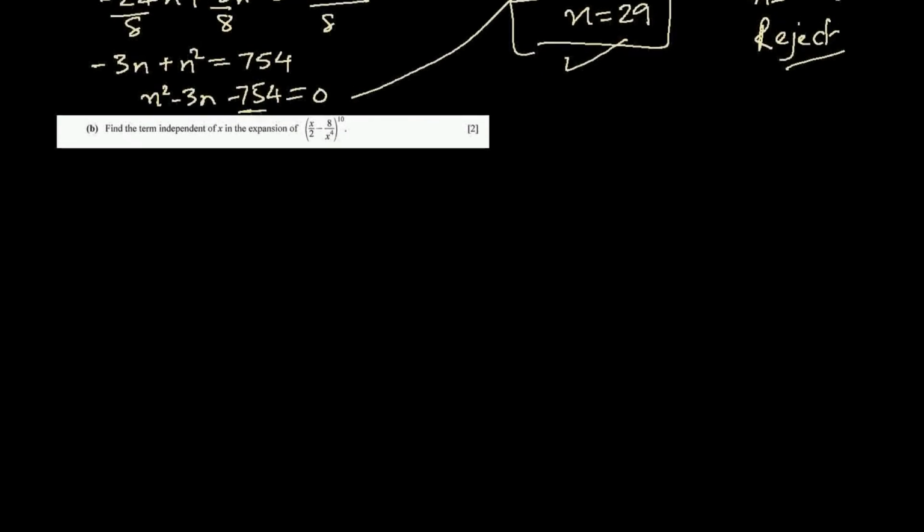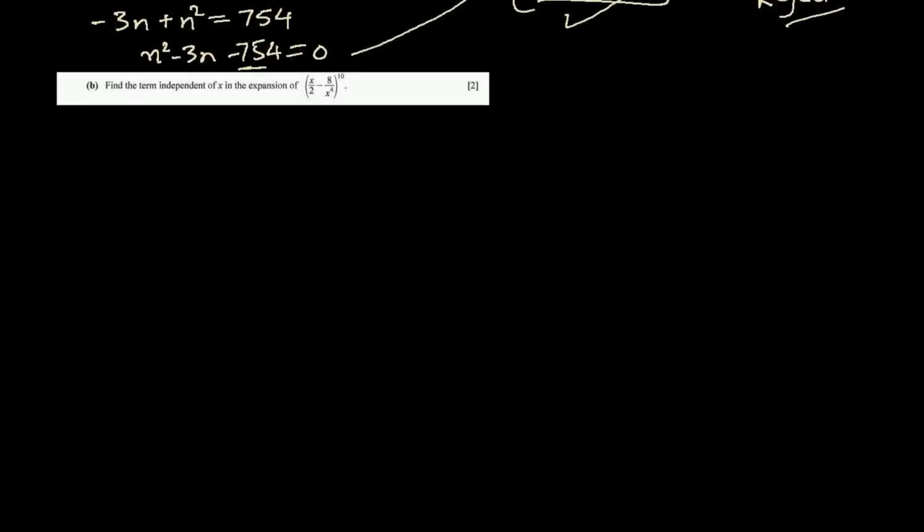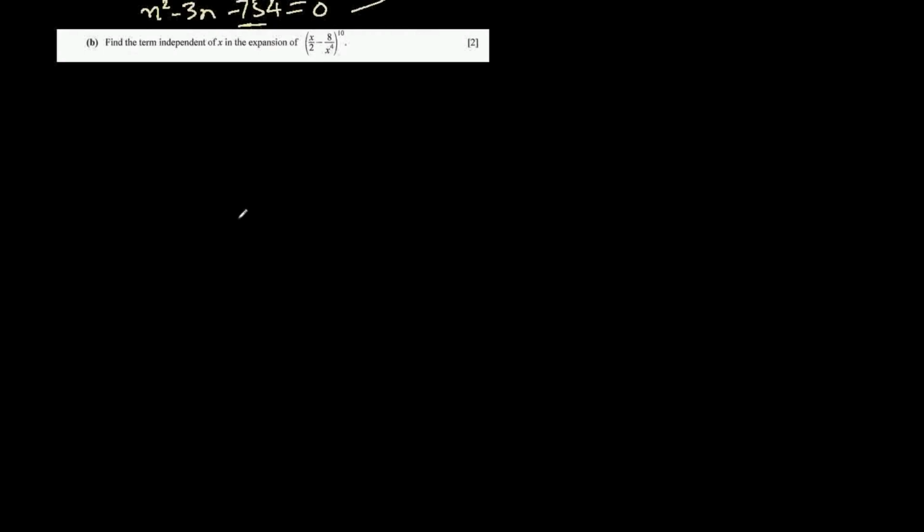Okay, the next part. The term independent of x, okay, it has nothing to do with the earlier ones. Find the term independent of x. Okay, whenever they say independent of x, that means there should not be any x, and we have to divide this 10 for x.